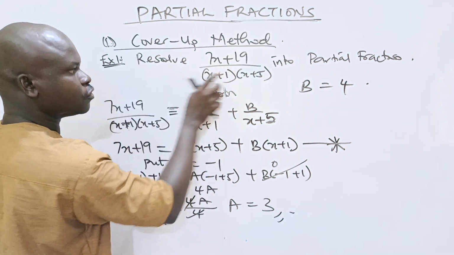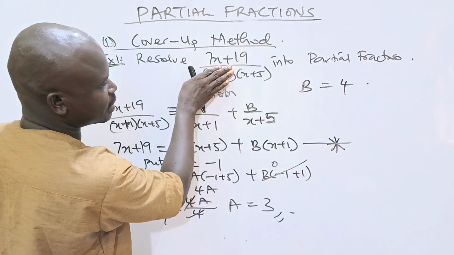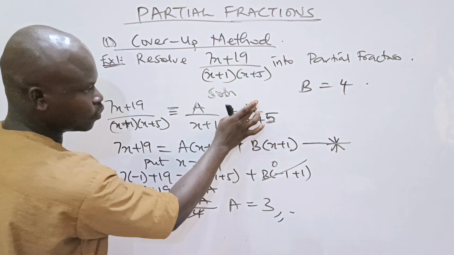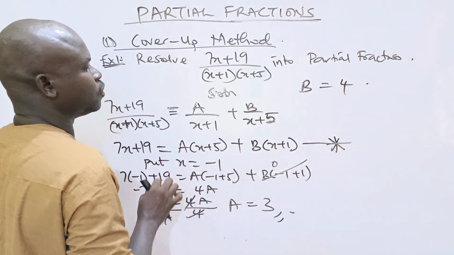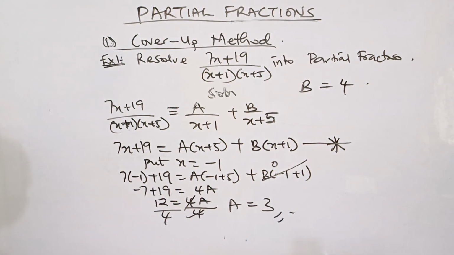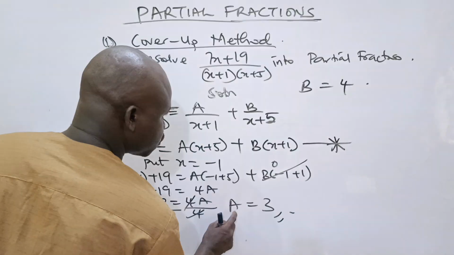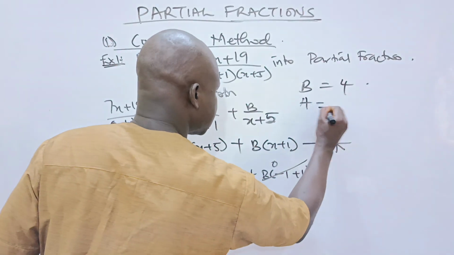Once you cancel one out, you get the second one. It's as if you cover this, you get the value for the first unknown. If you cover this, you get the value for the second unknown. That is how to apply the cover-up method. So we have gotten the values of the two unknowns, A and B. A is now equal to 3.